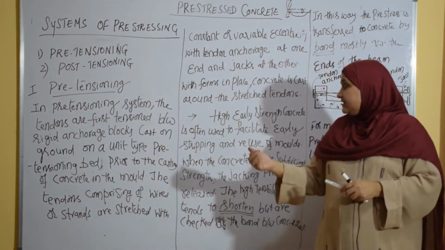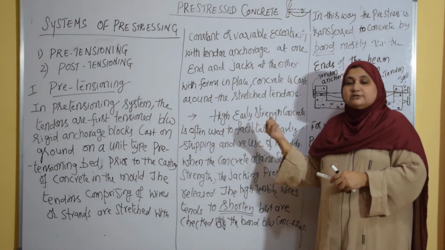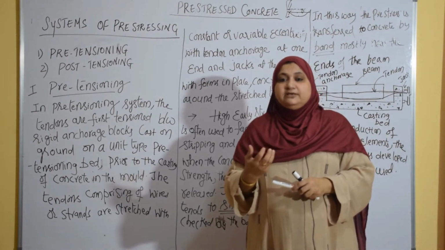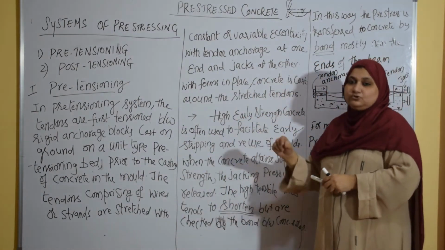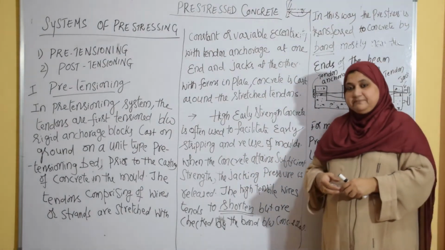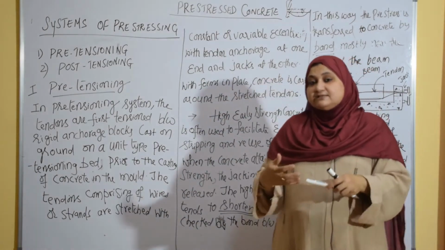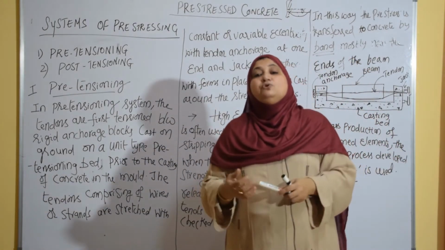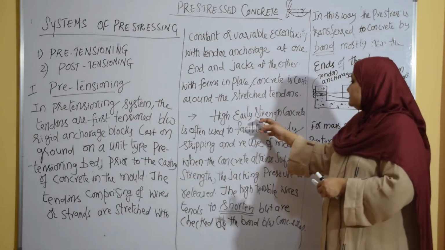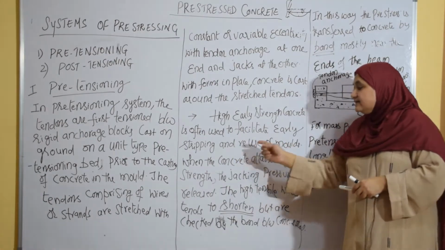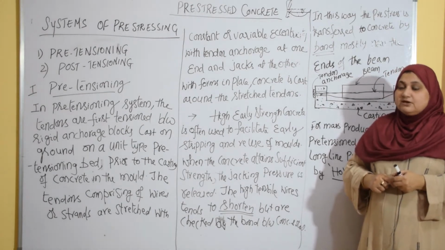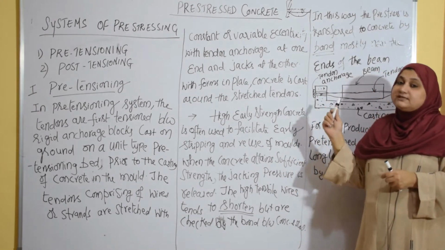Now I am using another terminology, high early strength concrete. So the concrete should gain strength early. It should not wait for its maturity. So high early strength concrete is used in pre-stressed members, right? Why? To facilitate early stripping, so that once pre-stressing is transferred, we can remove the mold and reuse the mold. So this is how we make use of the molds again and again.